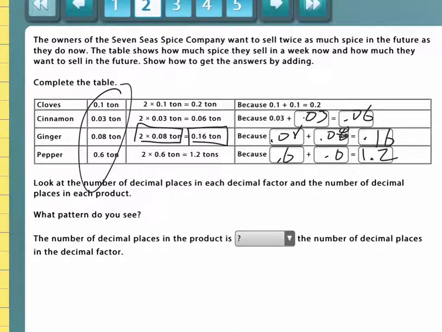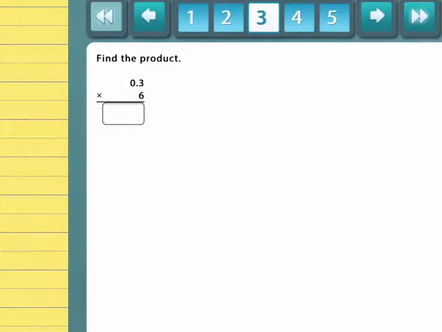Now, the number of decimal places in the product is equal to the number of decimal places in the factors, because here you have 1 decimal place here, 1 decimal place here, 2 here, 2 here, 2 here, 2 here, 1 and 1. So equal to.